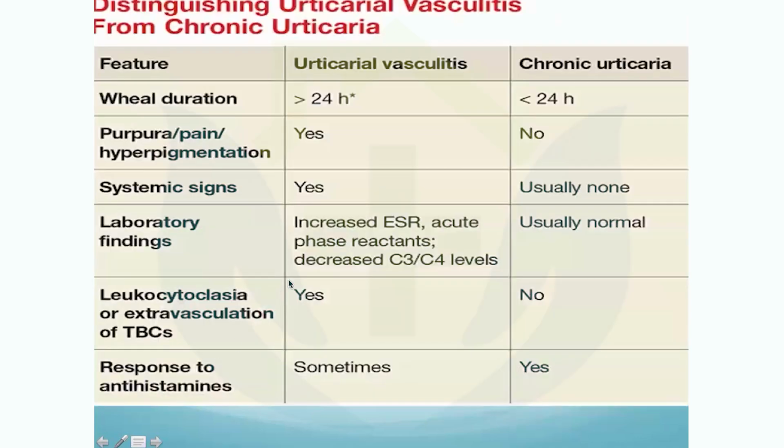Now, how do you differentiate between vasculitis and chronic urticaria? As I said, in vasculitis, lesions last more than 24 hours. Purpura, pain, hyperpigmentation can be present. You can have systemic signs like fever, joint pain, arthritis, and myalgia. Laboratory features can reveal raised ESR and CRP, and decreased C3, C4 levels, and histopathology can be supportive. It usually doesn't respond to antihistamines, whereas chronic urticaria responds better to antihistamine treatment.